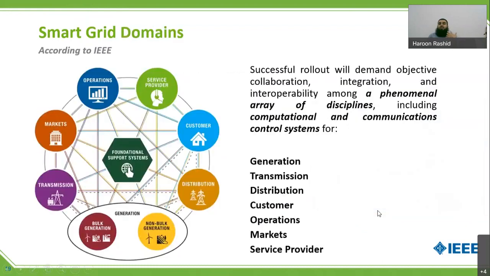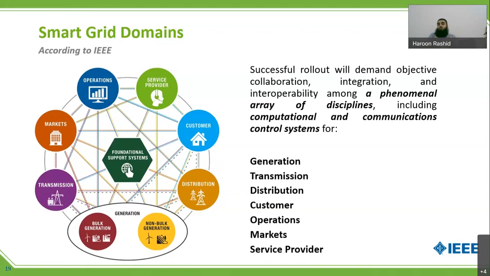Now, let's move to the next level. What does IEEE say? If the successful rollout of smart grid happens, what type of things will happen? What are the domains, the areas which smart grid can cover? So IEEE refers to it as a phenomenal array of disciplines. Why phenomenal? You will understand that because of the concept that we are talking about.